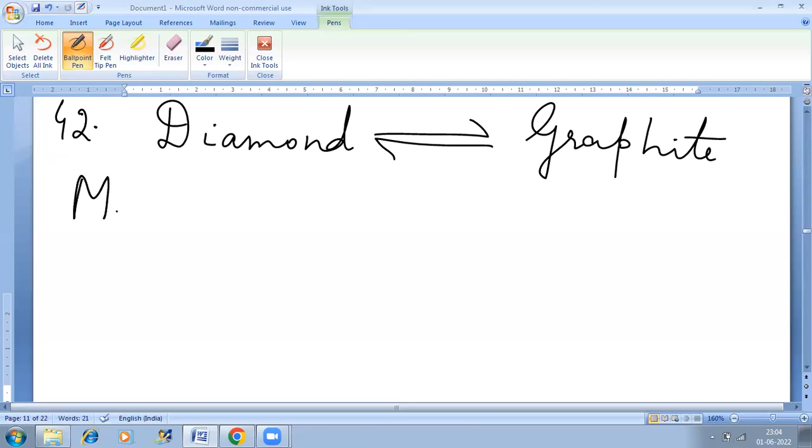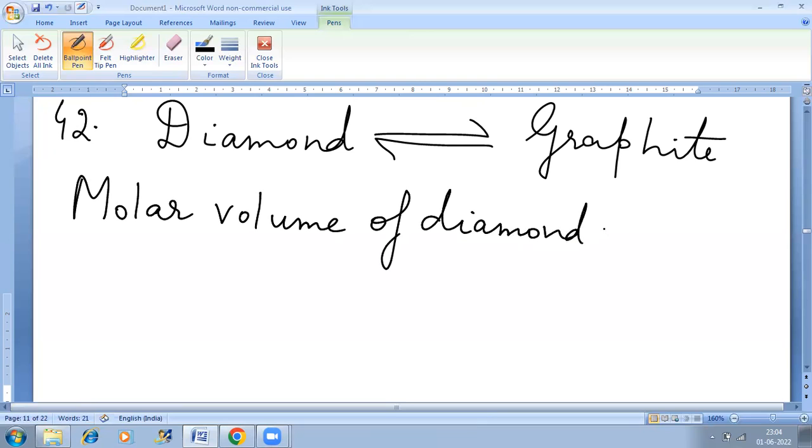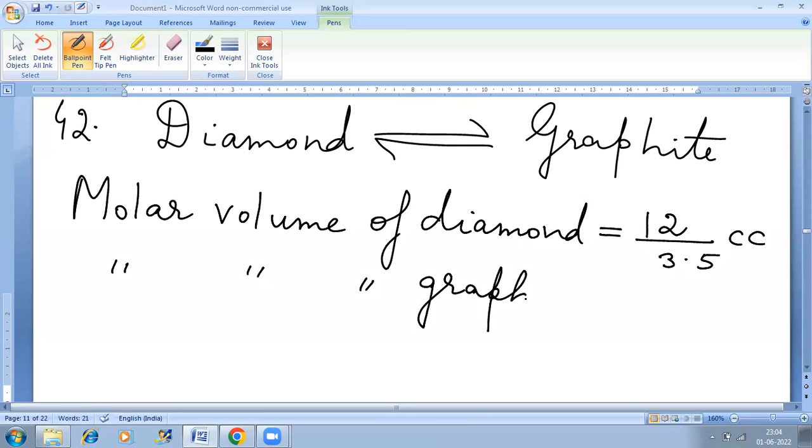Now, if I want to find out the molar volume of, let's say, diamond, it will be how much? Molar mass upon density. Density is given as 3.5 gram per cc. So this will be the molar volume of that. Similarly, molar volume of graphite is equal to 12 upon 2.3. So I can see clearly that the molar volume of graphite is greater than the molar volume of diamond.